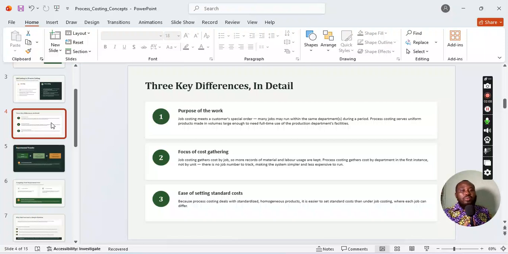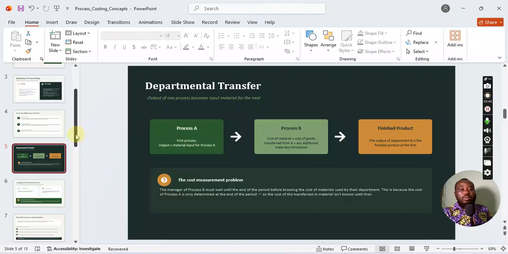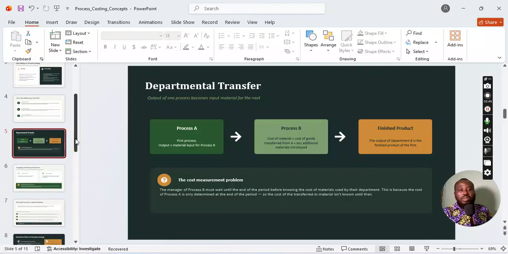It also involves the focus of cost gathering. Job costing gathers cost by job, based on the job that is involved, so it has to do with the compilation of so many records. Unlike process costing, that has to do with the gathering of cost based on departments. The departments are the basis by which we determine the cost of the products that are being produced, based on the various elements of cost that are used in the production process. So let us move forward and also do some questions.